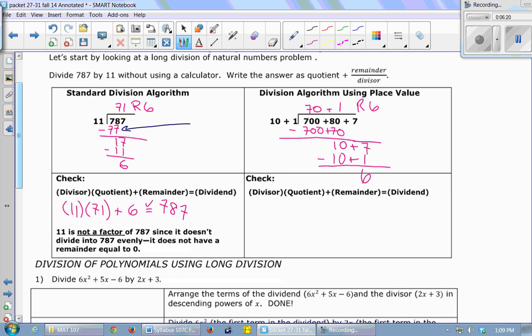I should really put parentheses here because I'm distributing that negative to both of those numbers. All right, questions on the algorithm? So you do tens into hundreds, then tens into tens. We can check again. My divisor is 11, quotient 71, remainder 6, 787. Check.